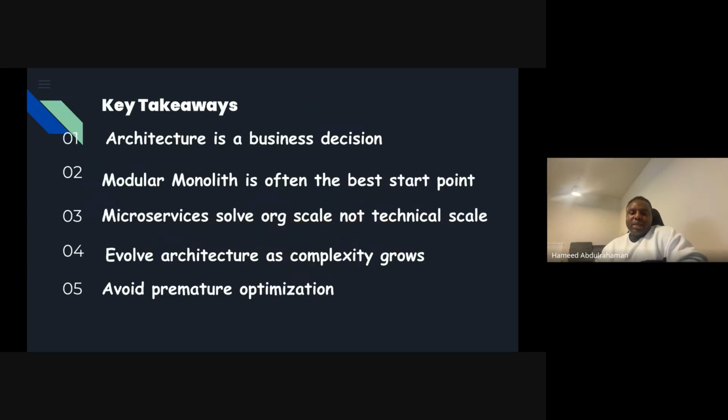So let's go. What are the key takeaways for this architecture? Architecture is a business decision.